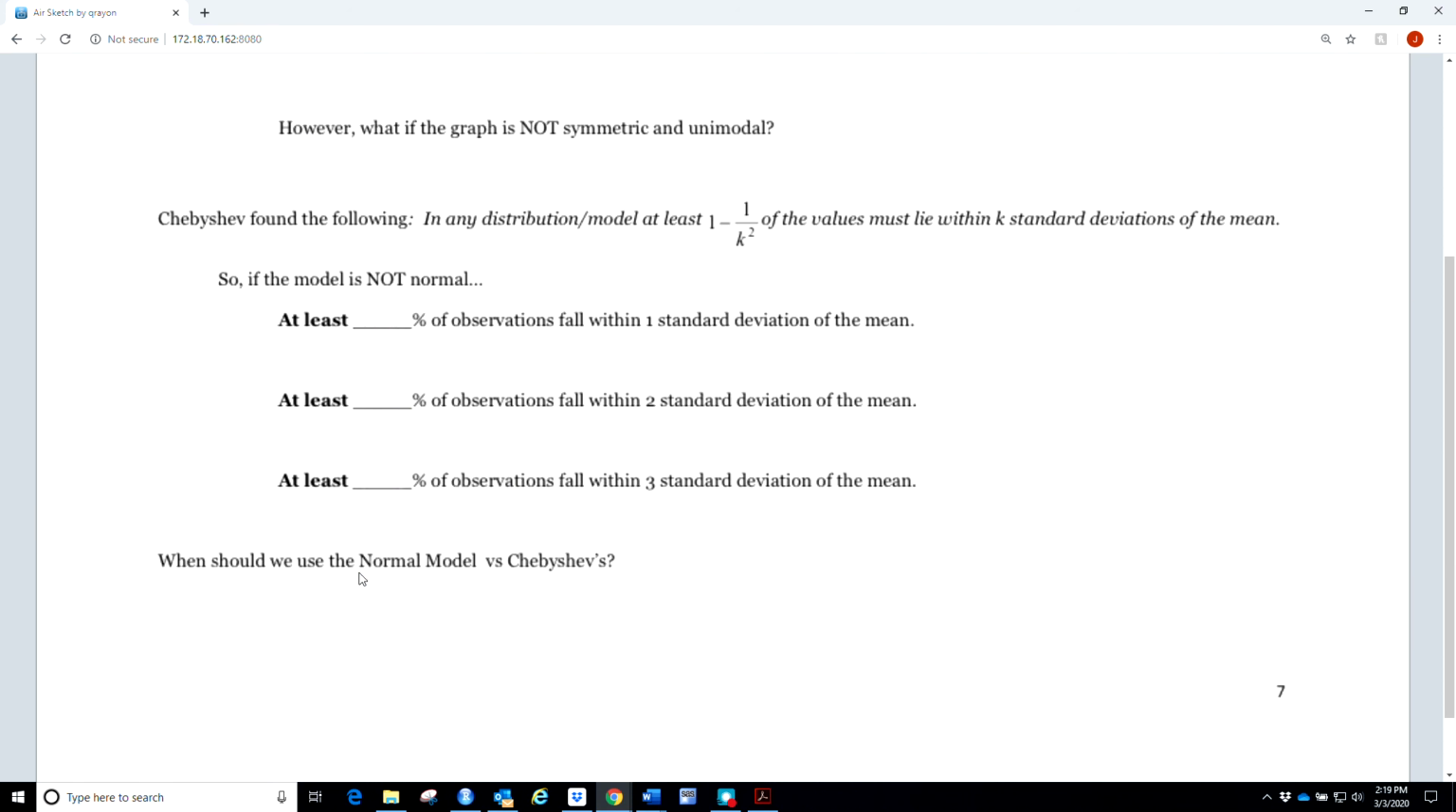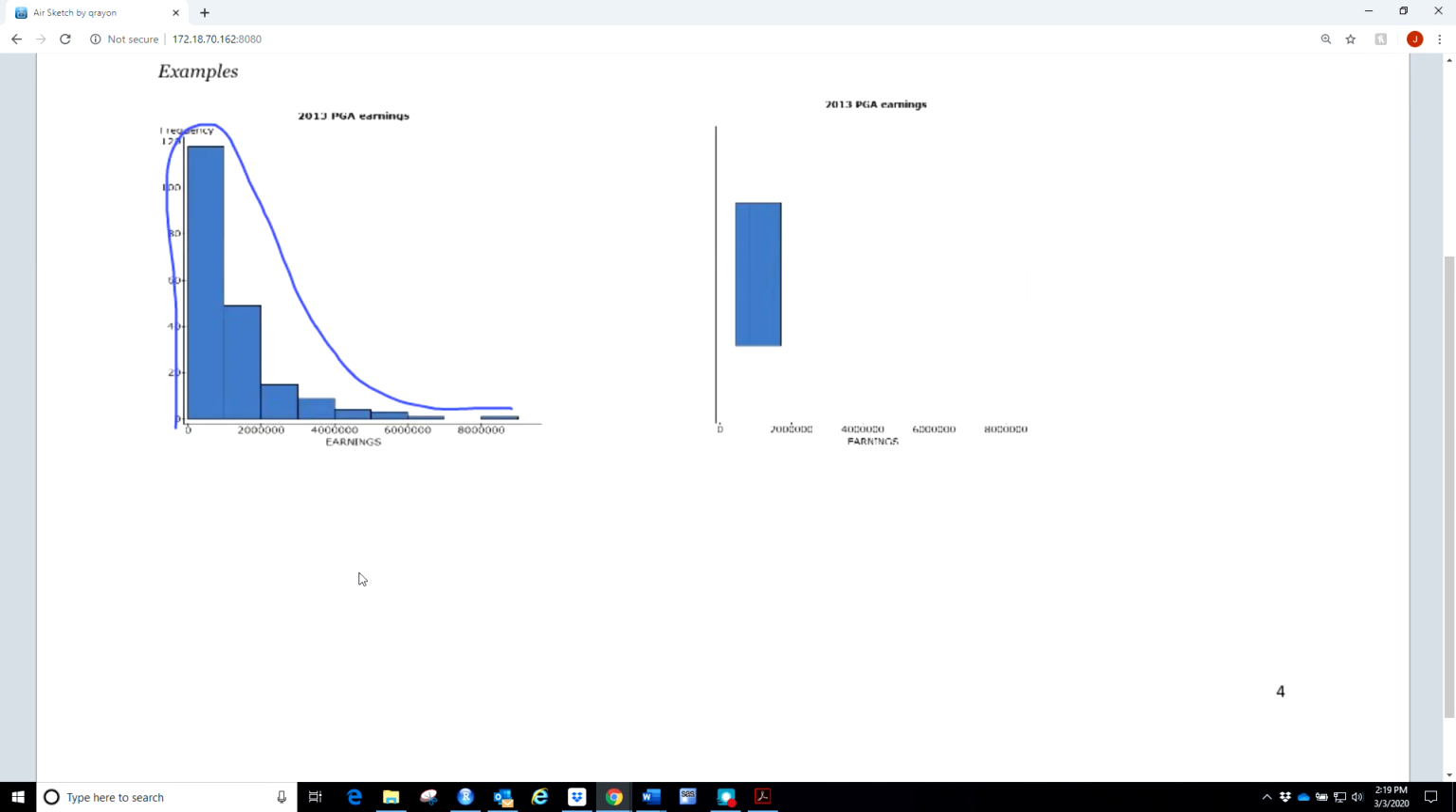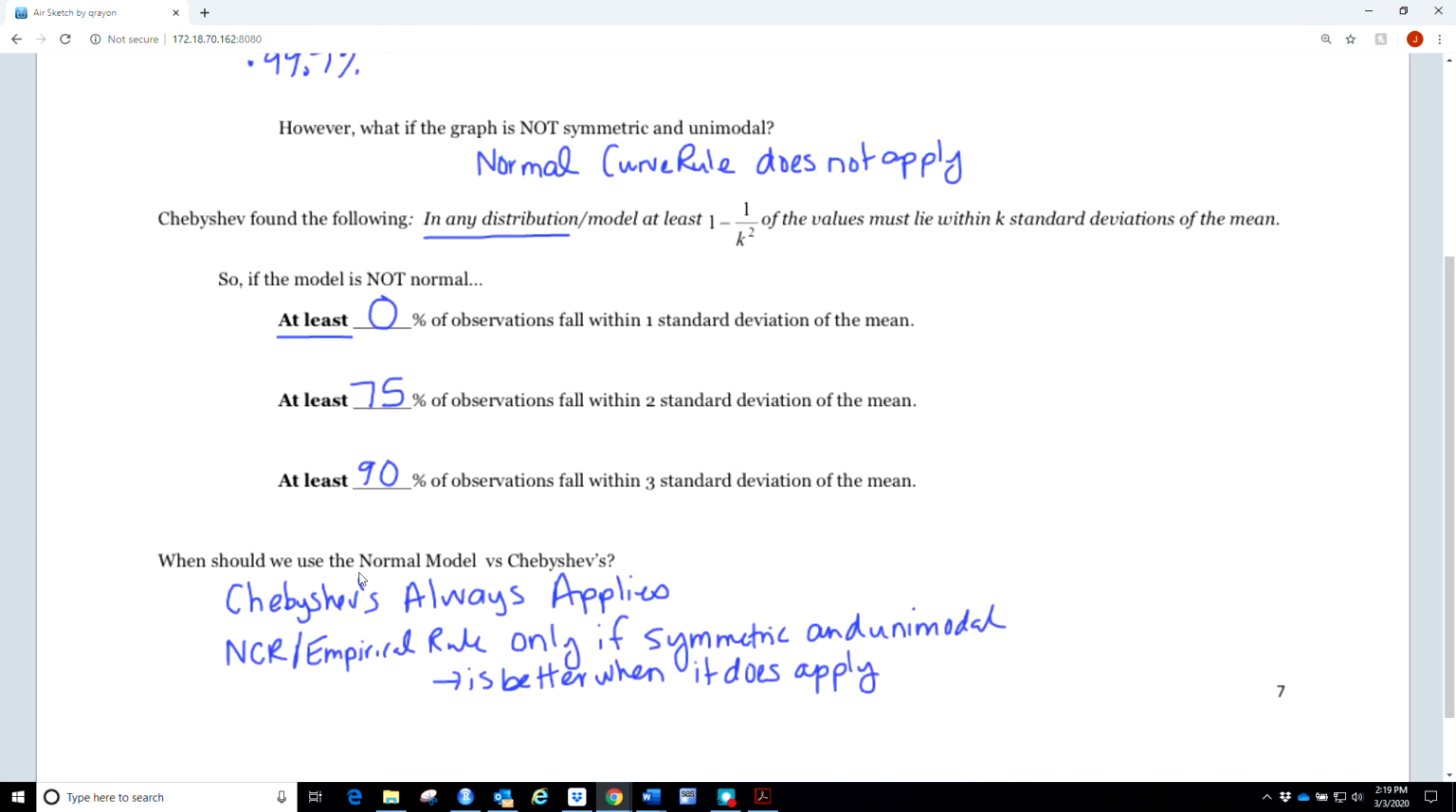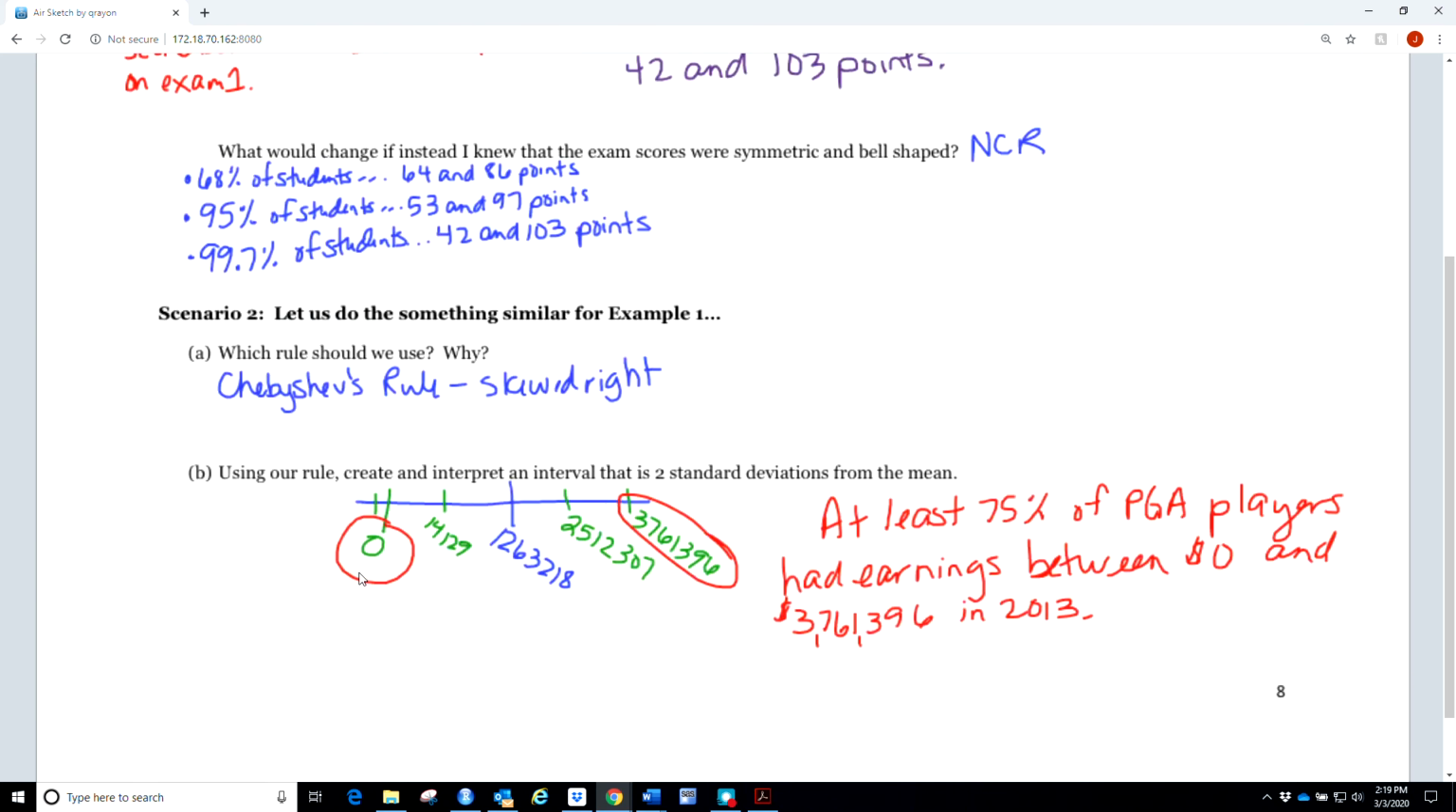So if we actually go back and look at our graph, that roughly gets us from here, that $0 amount, up to about roughly in here. So does that look like about at least 75%? Yeah, it's probably more, but it's definitely at least 75%. So there is a couple of examples of Chebyshev's rule, as well as remembering the normal curve rule.